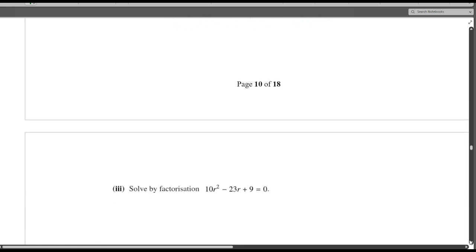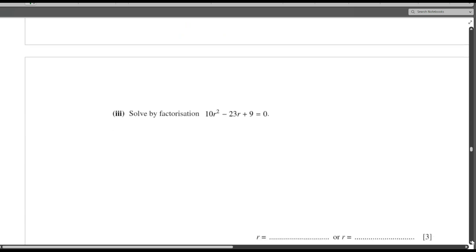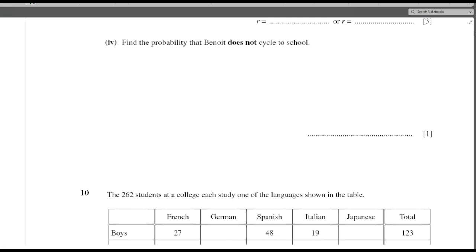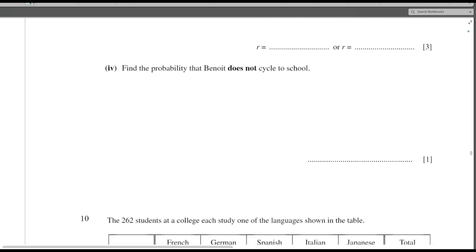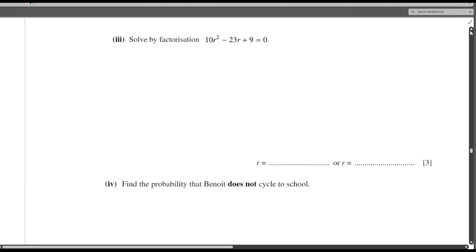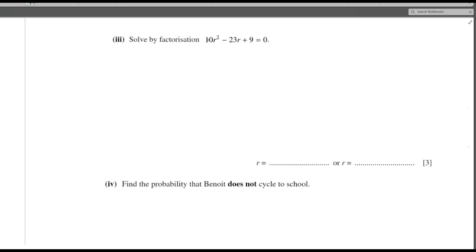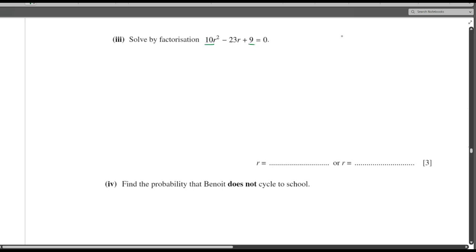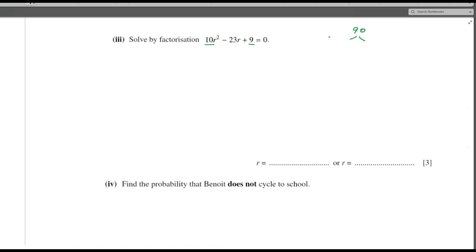Okay, now solve by factorization. 10R square minus 23R plus 9. This we have to show by factorization. This 10 I will multiply with 9. So 10 times 9 is 90. Now I have to get two factors of this 90 whose addition will give me minus 23, and the product will give me 90.